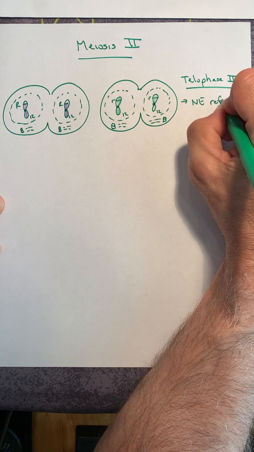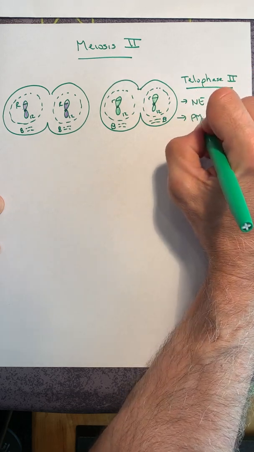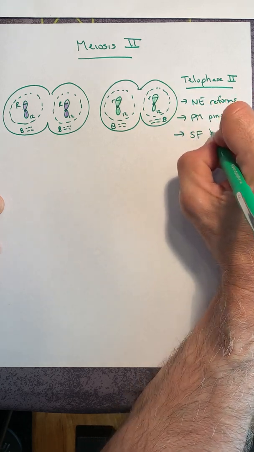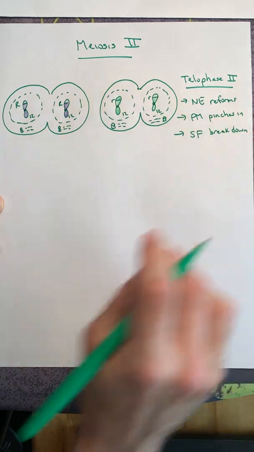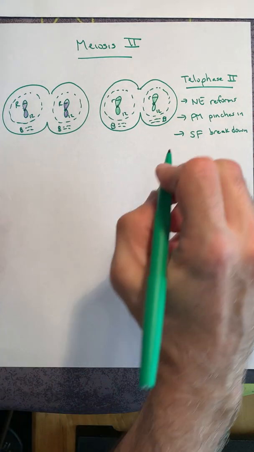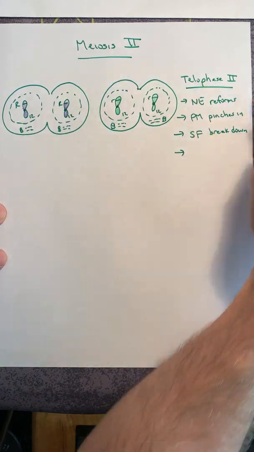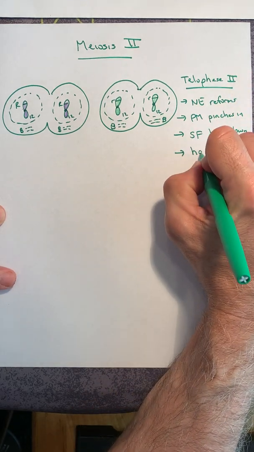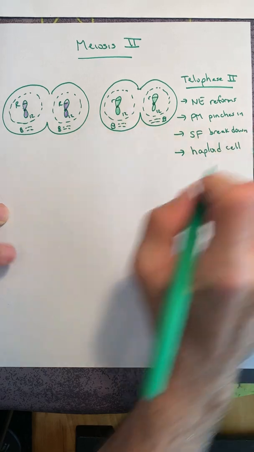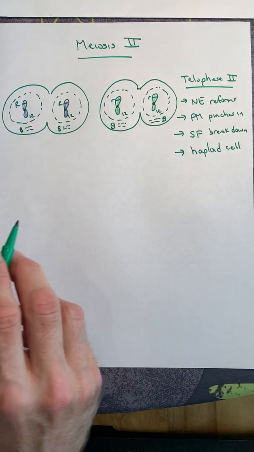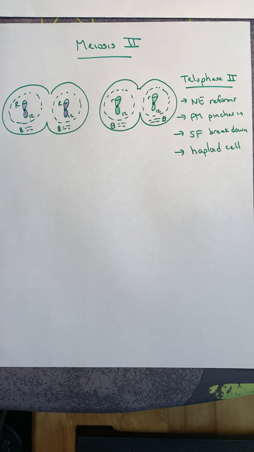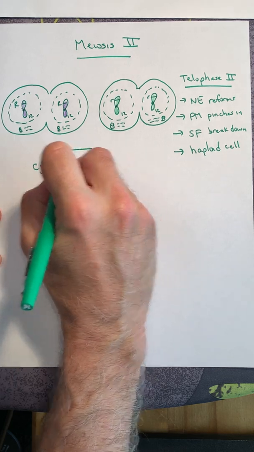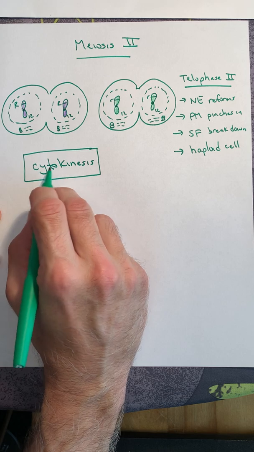Nuclear envelope reforms. Plasma membrane pinches in. Spindle fibers break down. Just classic characteristics of meiosis and mitosis. Classic characteristics of telophase, regardless that it's mitosis or meiosis. And these are, of course, haploid cells. Right? You then get cytokinesis. The process of the cell splitting. This is the process that splits the cell.